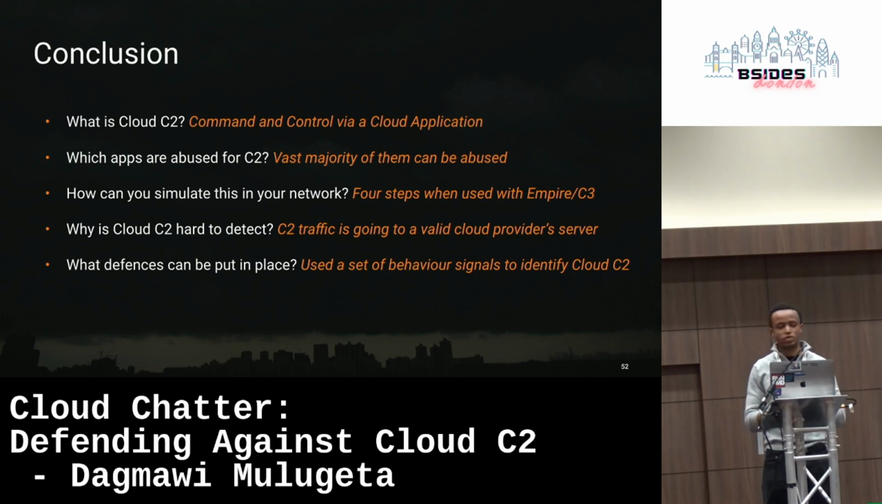Awesome. So, we covered a whole lot, but just going back to the beginning, just concluding, all the points that we hit on, we started by asking what is Cloud C2. We saw that it's command and control that abuses cloud apps, right? And we saw which apps are abused for Cloud C2. We saw a vast majority of them can be abused. We saw how you can simulate this in your traffic. We can use Empire and C3 in a 4-step process to quickly get this set up and test for Cloud C2. And then we went over why this is hard to detect, and it's because the traffic is going to the valid cloud provider server. And then we talked about what defenses we can put in place, and we saw that we can use a set of behavior signals to identify Cloud C2 traffic.